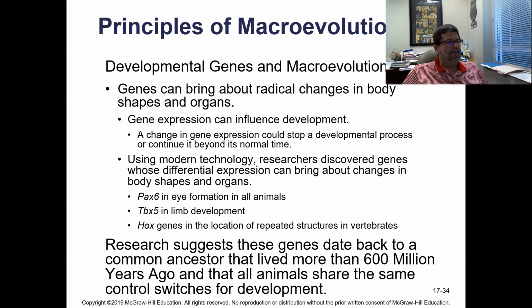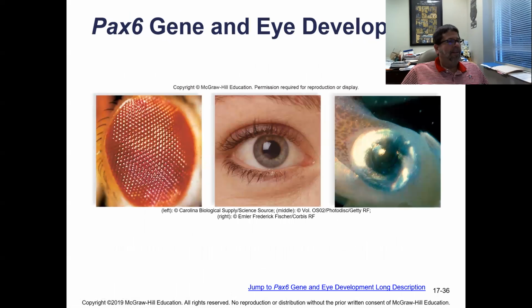Other ones here talk about developmental genes and macroevolution. This is pretty cool. Research suggests that these genes, the PAX6 gene for eye formation, TBX5 for limb development, and the HOX gene for location of repetitive structures in the vertebrae, have been dated back to common ancestors that lived 600 million years ago, and that all animals share the same control switches for these. So we have the same control switch for the eye, this PAX6 gene, in this fruit fly and this fish, and this eye looks like somebody's eye, okay?